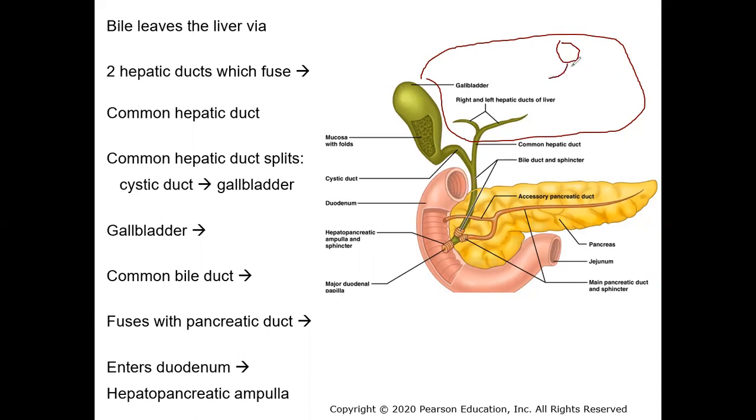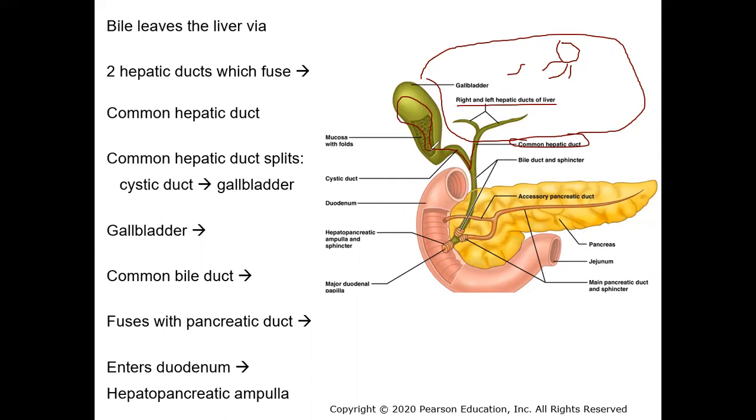That bile then goes through canaliculi, and it is going to get collected into ducts, which eventually are going to flow into the right and left hepatic ducts of the liver. The right and left hepatic ducts are going to form a common hepatic duct. The bile flows from those right and left hepatic ducts through the common hepatic duct and then up into the cystic duct where it is stored in the gallbladder.